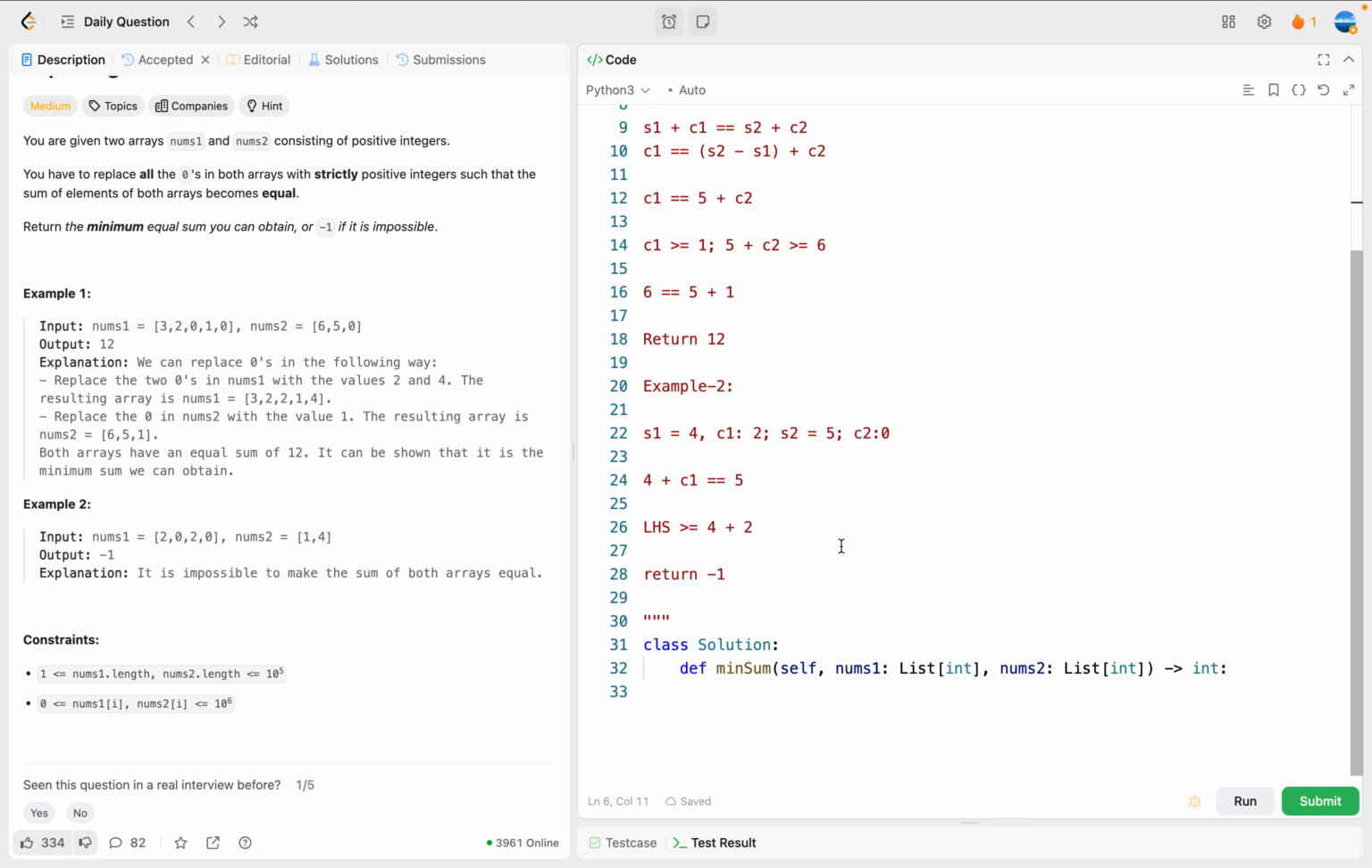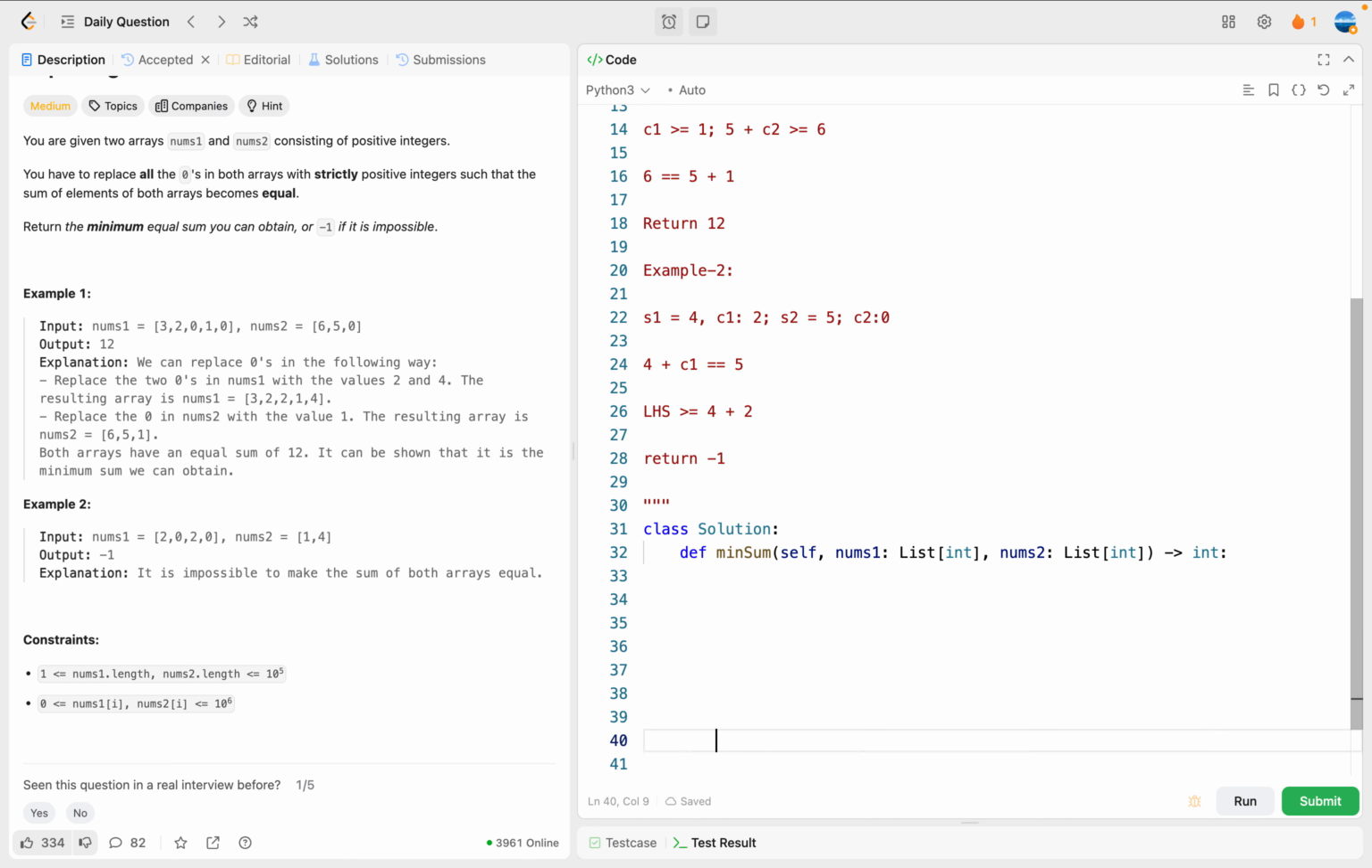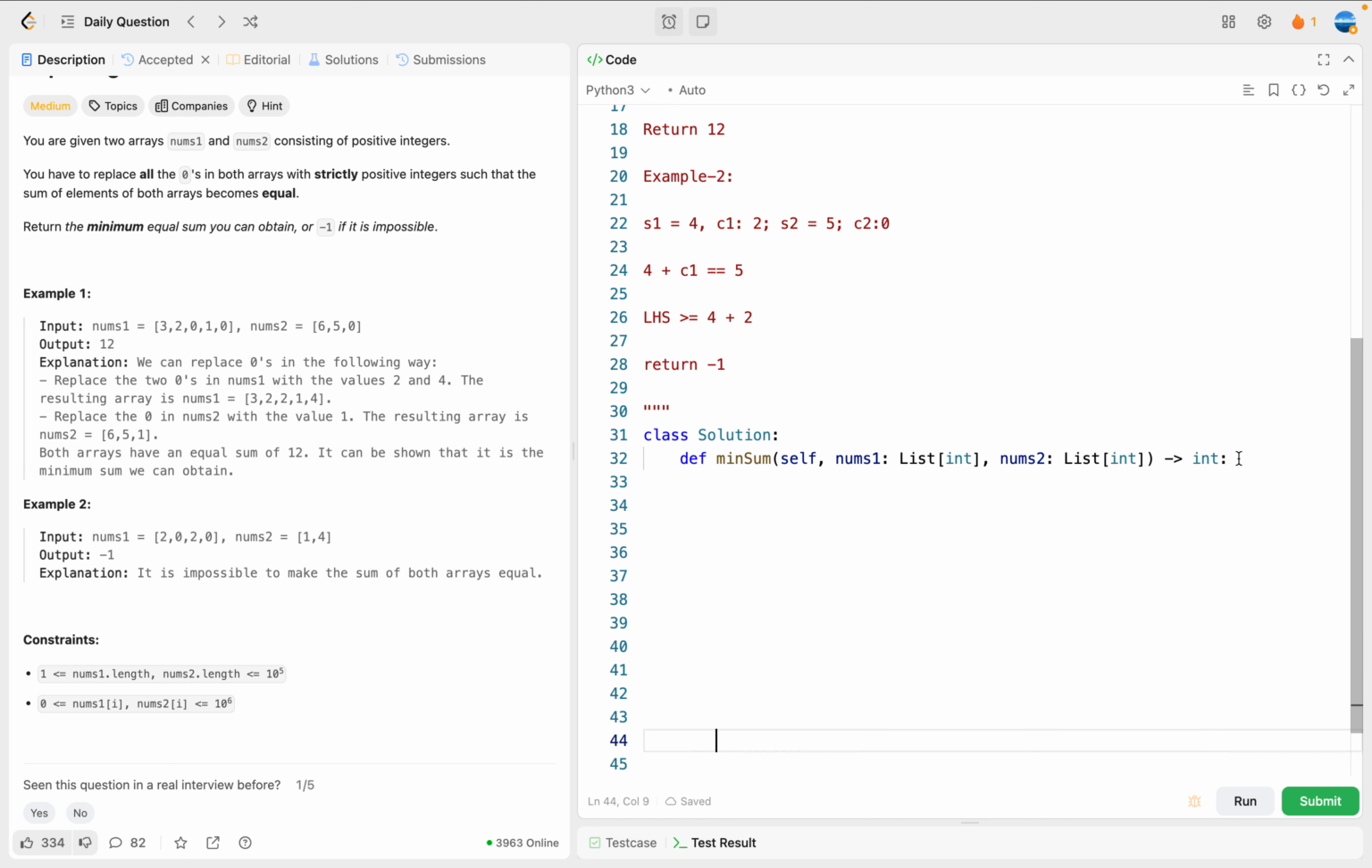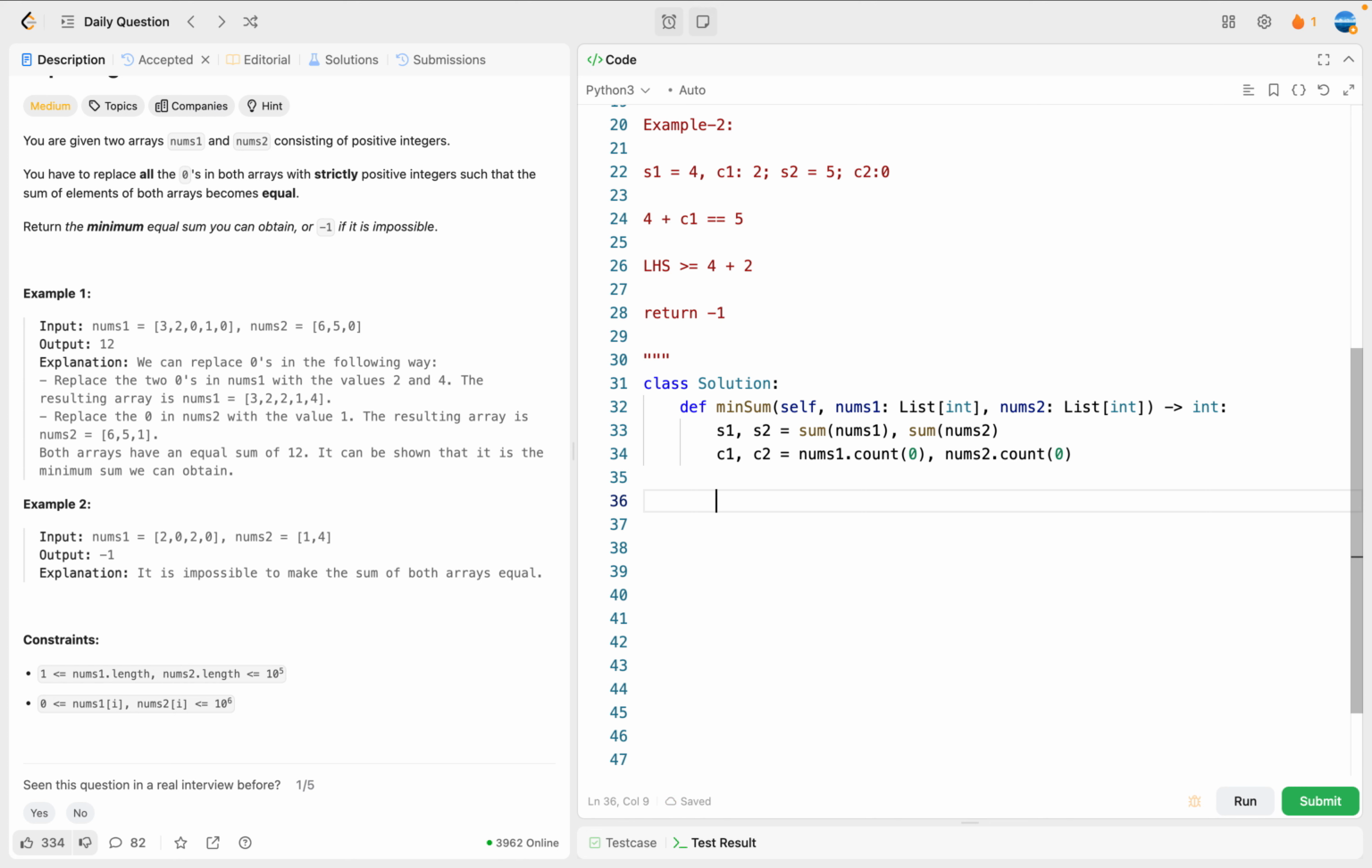Next, I'm going to analyze this. I guess for this problem, the coding and the run-through are almost identical, so I'm going to directly write the code. We have S1, S2 equals sum of nums1, sum of nums2. Let's also count the zeros, C1 and C2, that is nums1.count(0) and nums2.count(0). Notice that it's possible C1 or C2 is 0, if there's no zero element. Now let's discuss different situations.